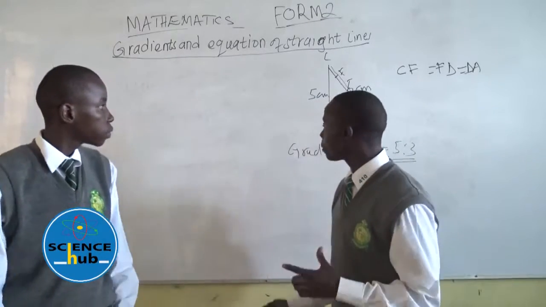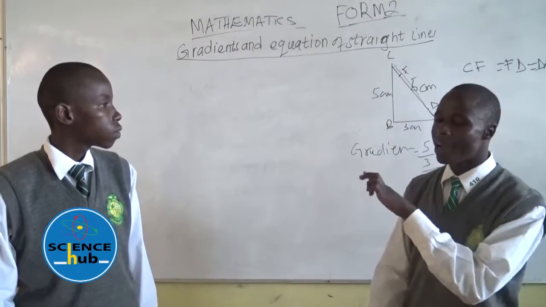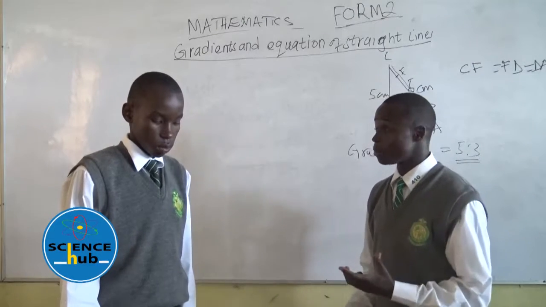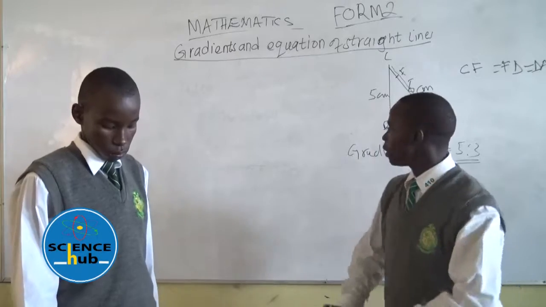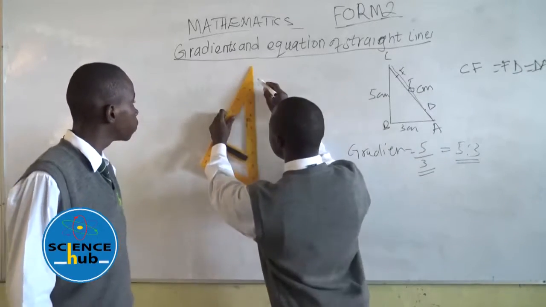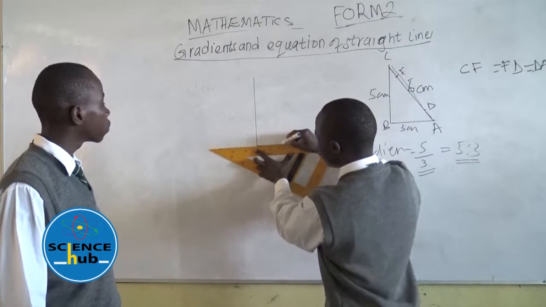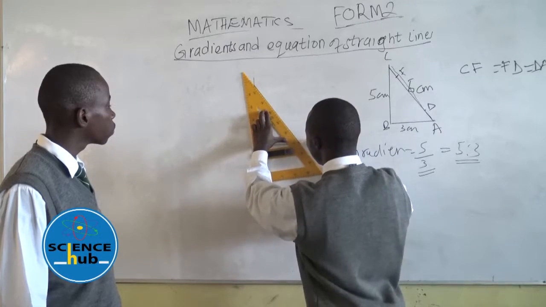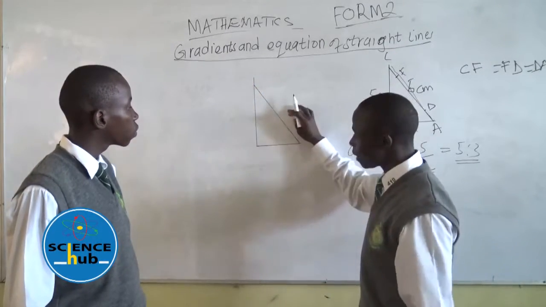You should also learn, sometimes you can be given, maybe for example, there is a ladder that is leaning on the wall. You can be given the length of the ladder, maybe for example to be 3 meters high. Let's see how the ladder is. This is the wall, and I'm sure all the walls are right angles. This is the ladder leaning on the wall.